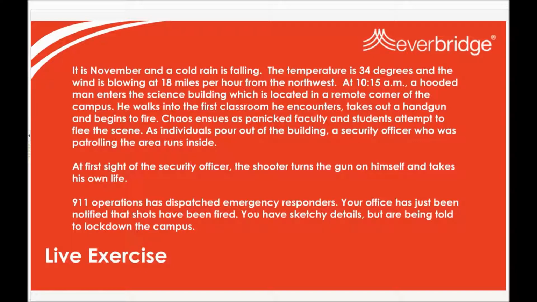Now, in this particular situation, maybe they don't have campus police, but they have security officers. So what you're going to do is adapt it. You're going to develop these scenarios to fit your situation.